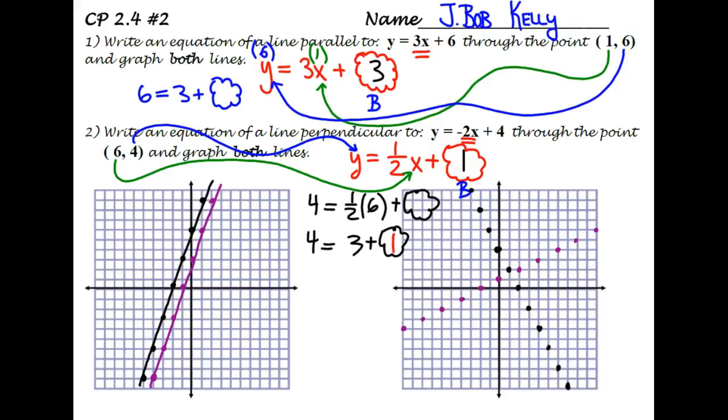So how does it look? How did we do? Do they look like they intersect at 90 degrees? Pretty good, huh? Not too bad. There you go. That's perpendicular lines.